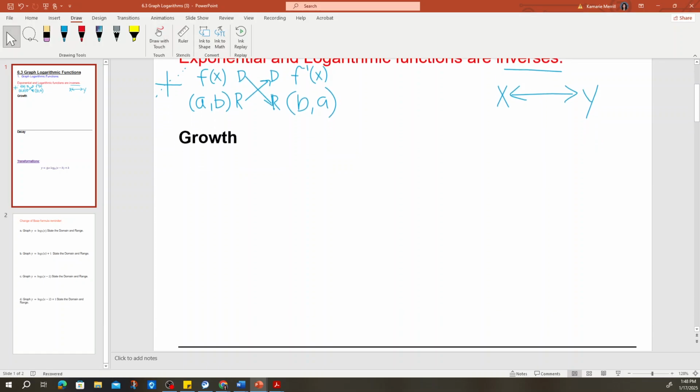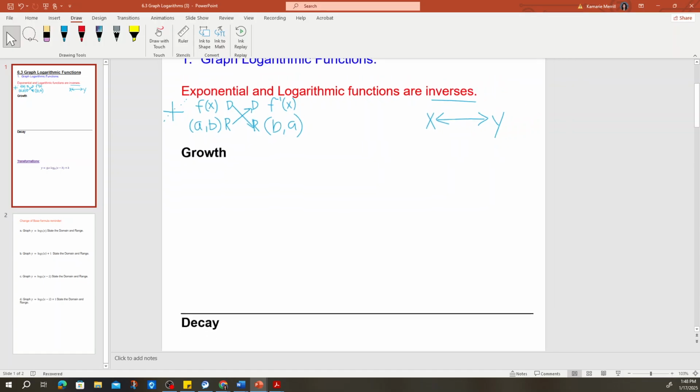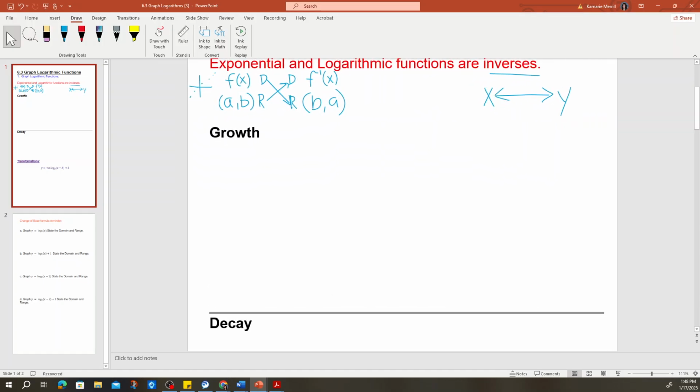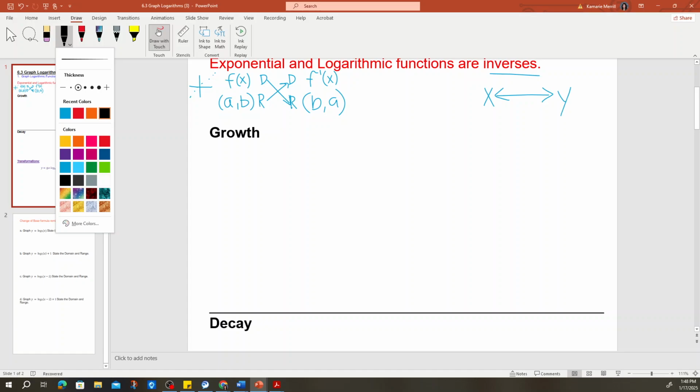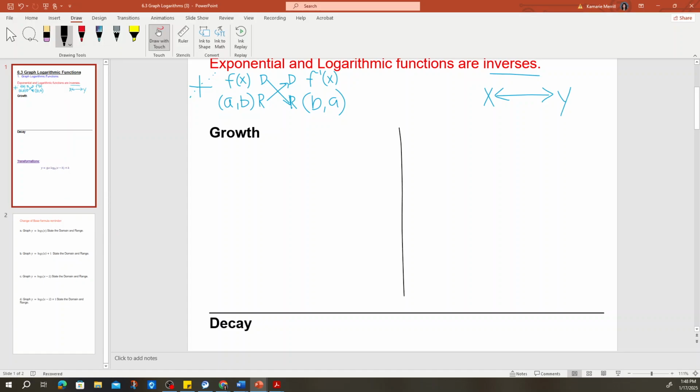So with that being said, let's just set up what a growth looked like for exponents on 6-1 and then see how that relates to the logs. And then we're going to do a decay, and we're going to try to do all of that. All right, I'll try to be as quick as I can, but I want you to wrap your head around it. So I'm sorry if it drags out just a titch, okay?